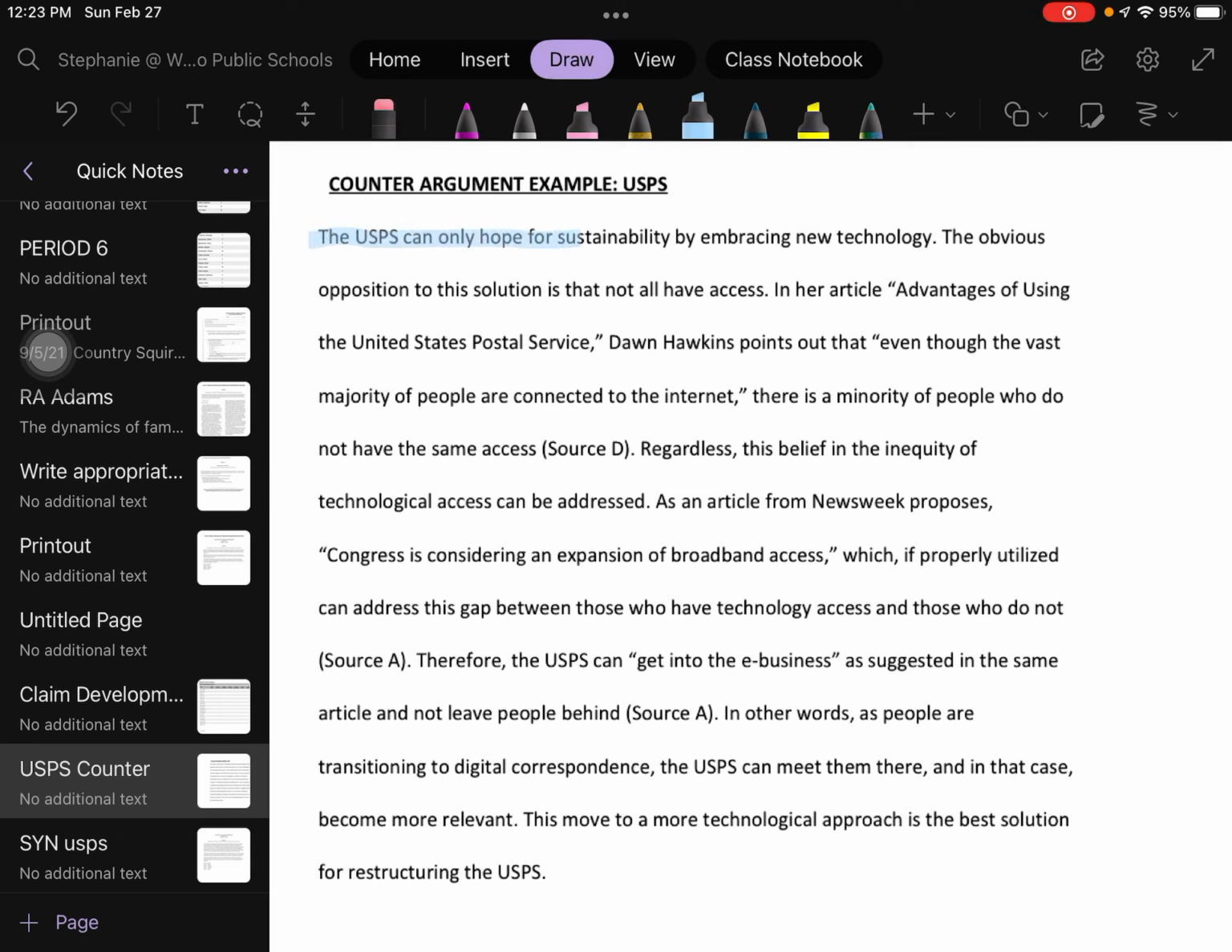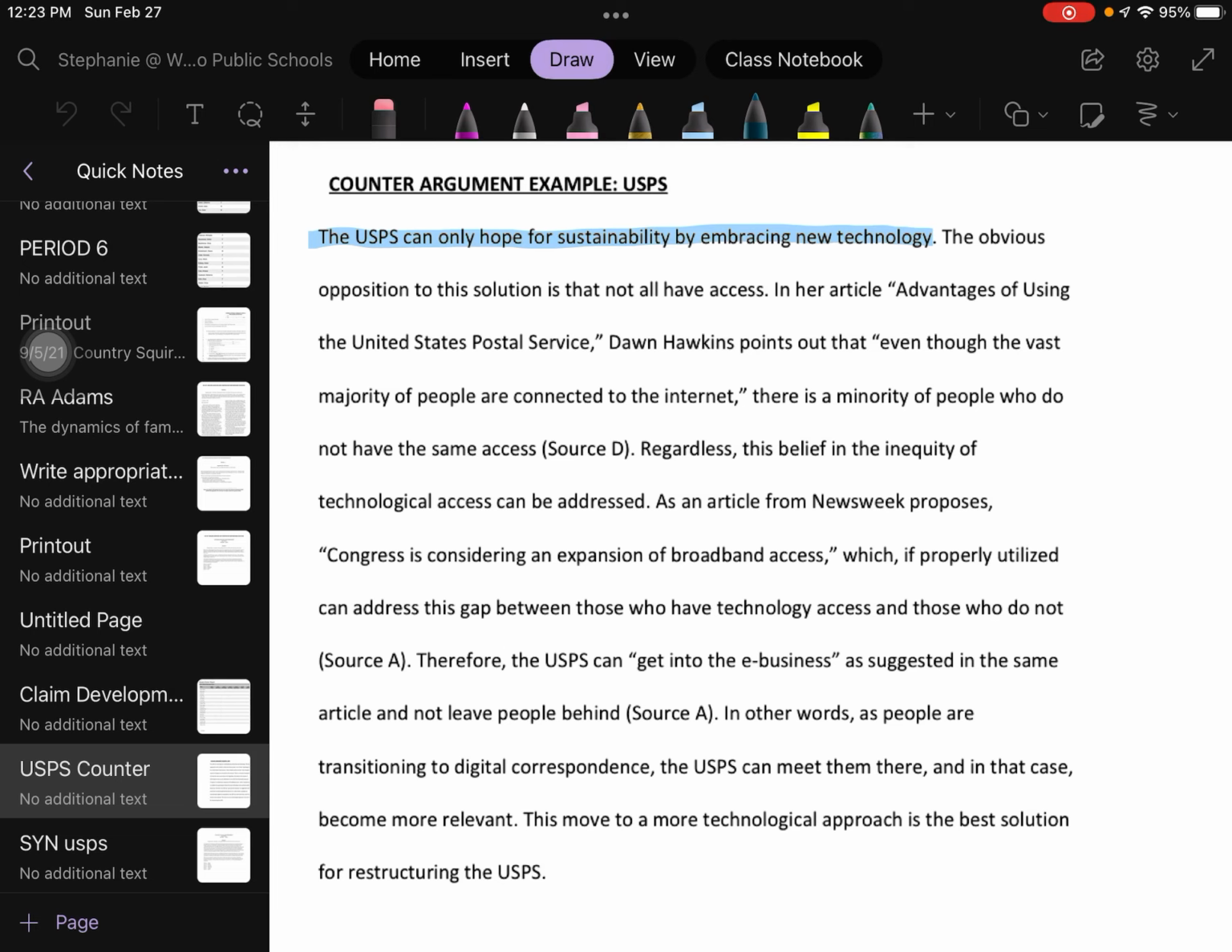The first thing I'm going to highlight is the claim for this paragraph. So remember, the prompt is about restructuring, and if so, how you would do that. So this is definitely a statement that would affirm that there does need to be a change and that the solution is to embrace technology.